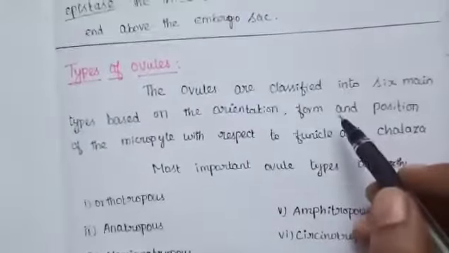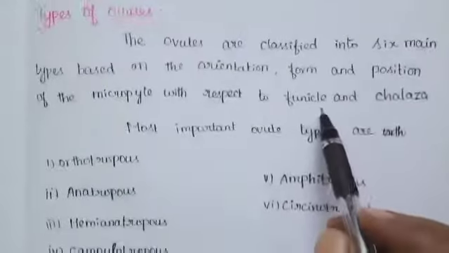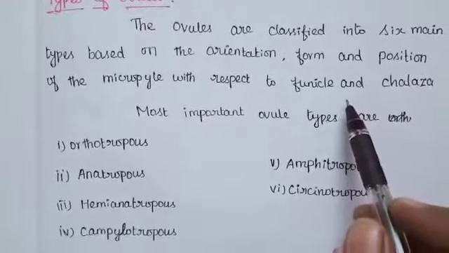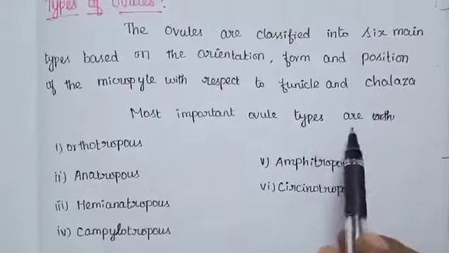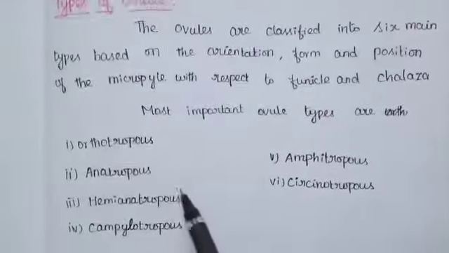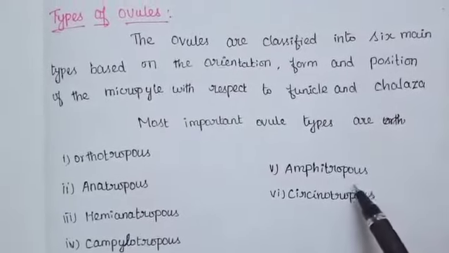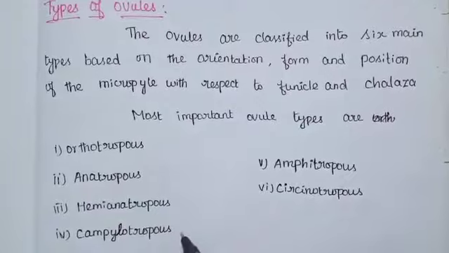Next topic, types of ovules. The ovules are classified into 6 main types based on the orientation, form and position of the micropyle with respect to funicle and chalaza. Most important ovule types are orthotropous, anatropous, hemianatropous, campylotropous, amphitropous, succinotropous. These four are very important.